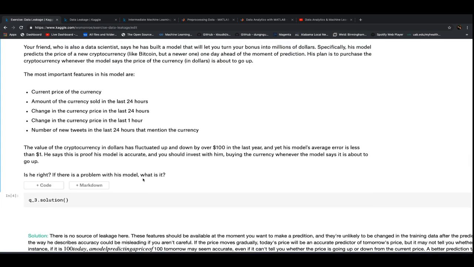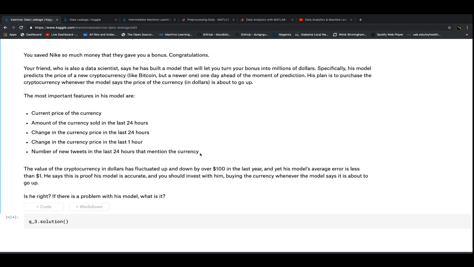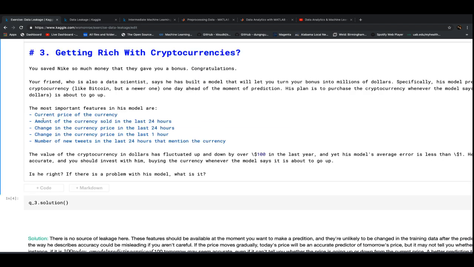So what they're saying here is there's nothing here that constitutes data leakage, because all of this is stuff that you will have at the time of prediction, and there's nothing here that's directly related to what the price will be. But it just may not be that helpful of a model. Does that make sense?